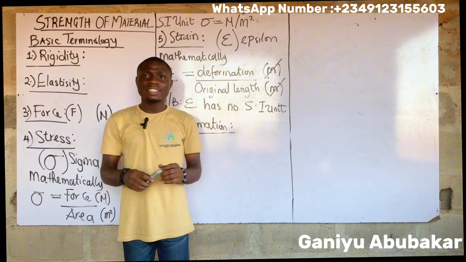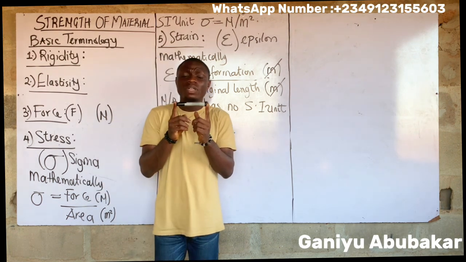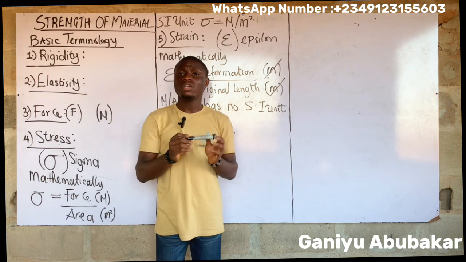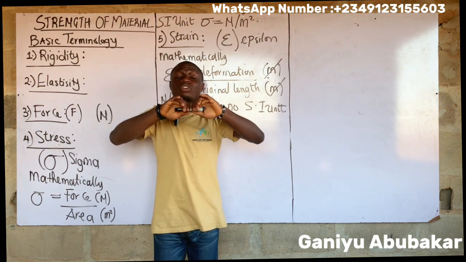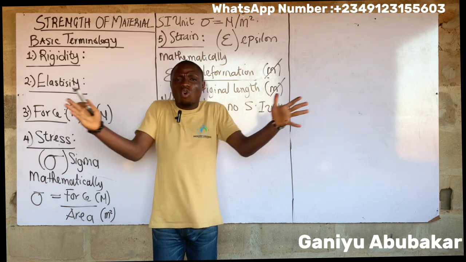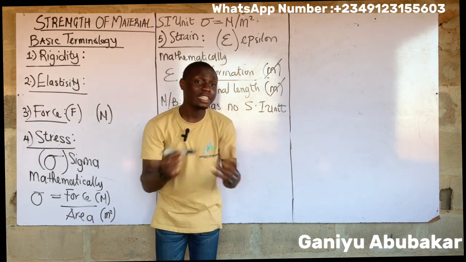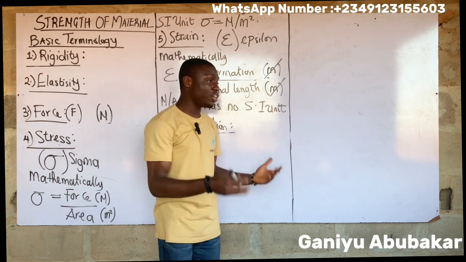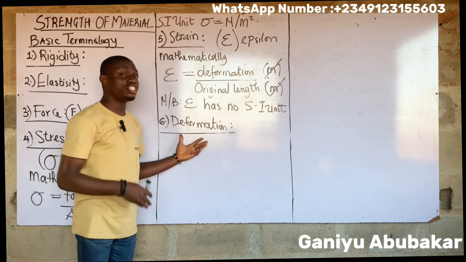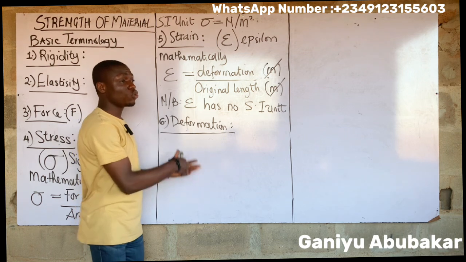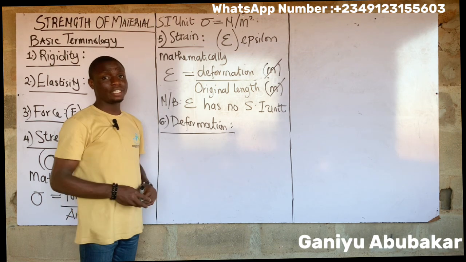So if I have this marker this way, this marker has its original length. But if I elongate it, extend it this way or compress it this way, there's no way this marker will not change its original dimension. So by definition, deformation can be defined as the change in the physical dimension of a material.